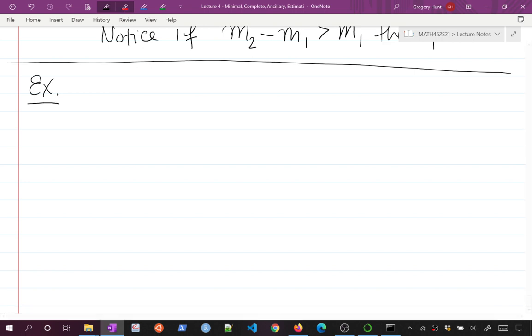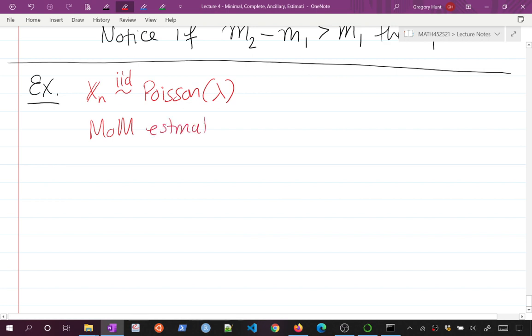More examples. Let's look at an example. Let's assume our data is Poisson distributed with some parameter lambda, and we don't know lambda. What is our method of moments estimate for lambda? In the previous two problems we had two unknown parameters, which is interesting because you have a set of equations you have to solve. Nonetheless, you can do a method of moments estimate for one parameter families.